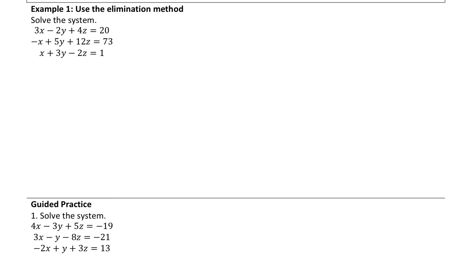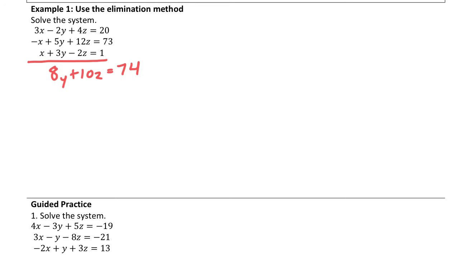For this one, I'm not going to rewrite it. What I'm going to do is show adding these equations together right here. So x automatically eliminates there. I get 8y plus 10z equals 74. So I decided to eliminate x.